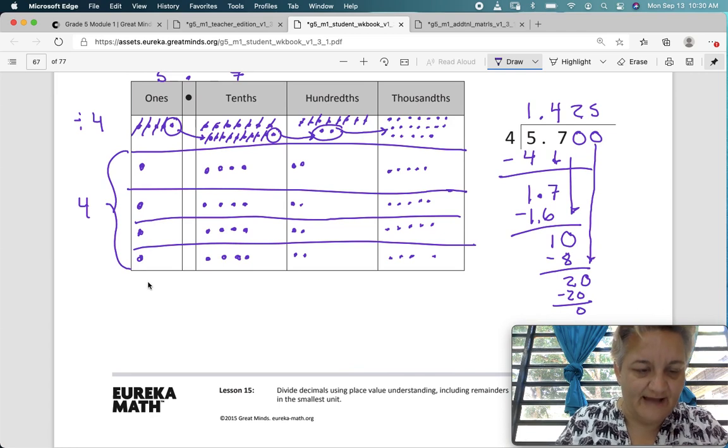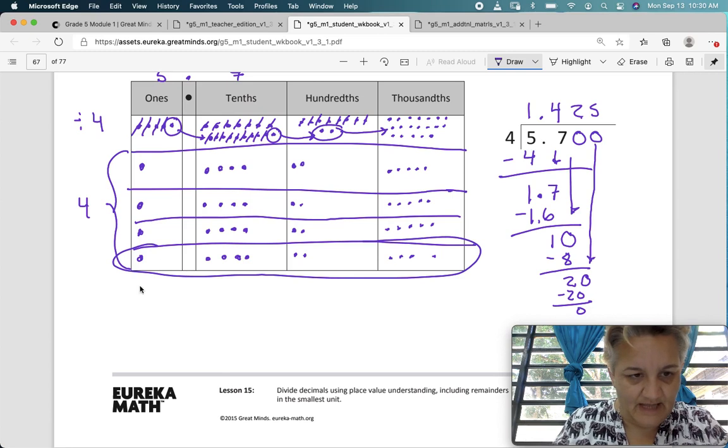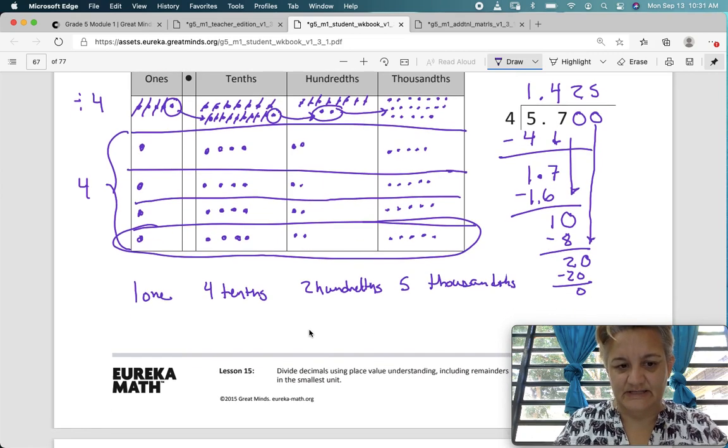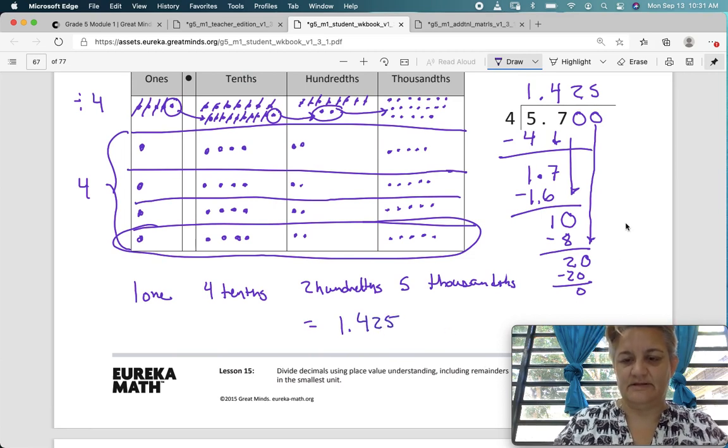Whew. So I've got, in this last column, 1, 4 tenths, 2 hundredths, and 5 thousandths. So my answer is 1 and 425 thousandths. Okay, so here's my standard algorithm, and here's using my place value chart.